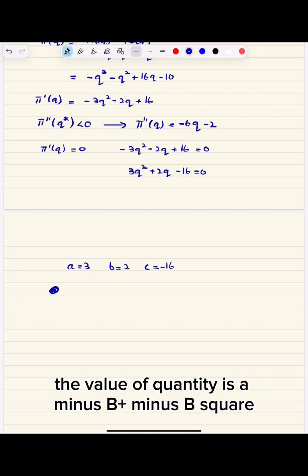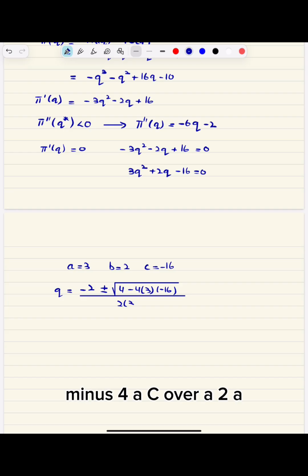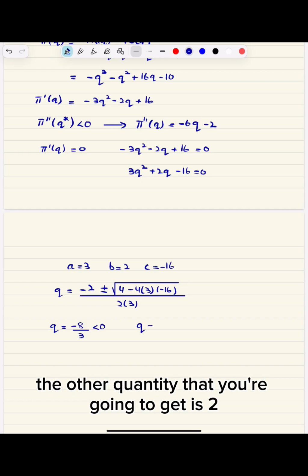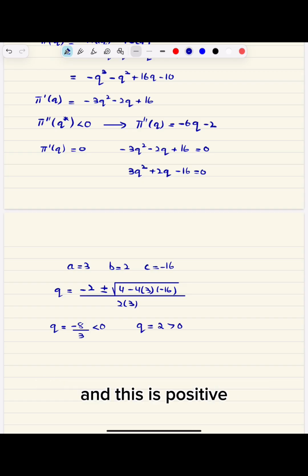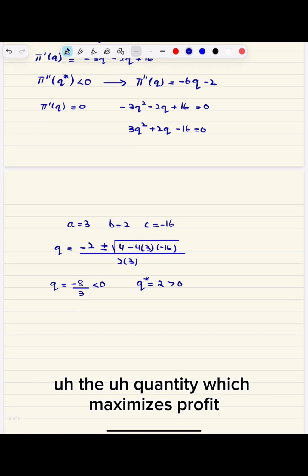So the value of quantity is minus B plus or minus the square root of B squared minus 4AC over 2A. Once you solve this, one answer that you're going to get is minus 8 over 3. And this is negative, so therefore this is an invalid solution. The other quantity that you're going to get is 2 and this is positive, so therefore this is going to be the optimal quantity which maximizes profit.